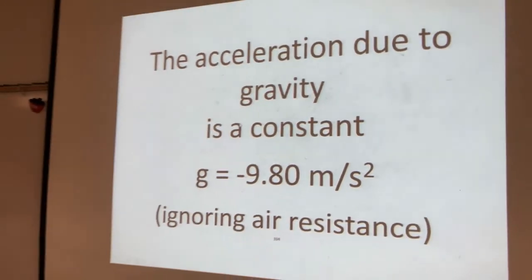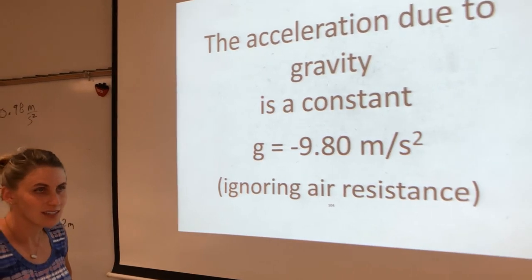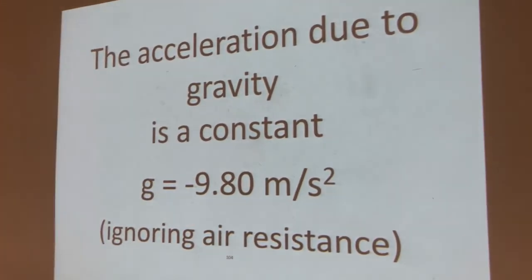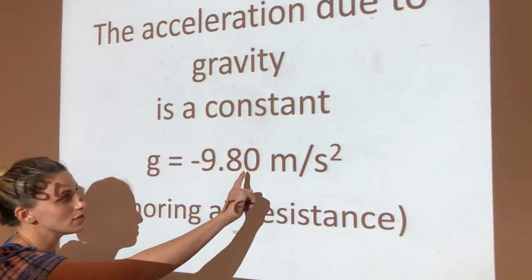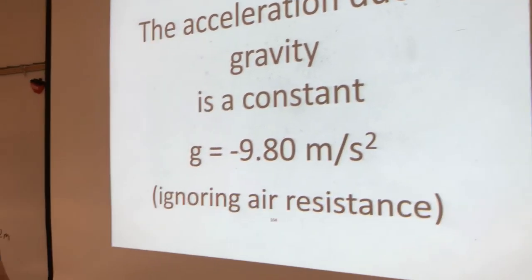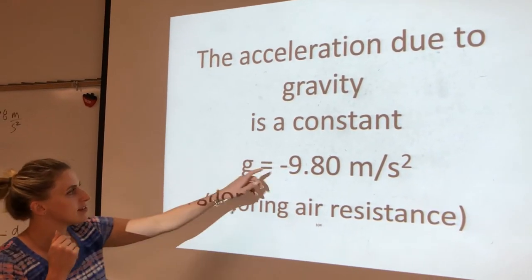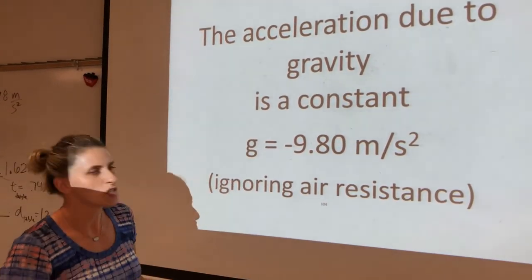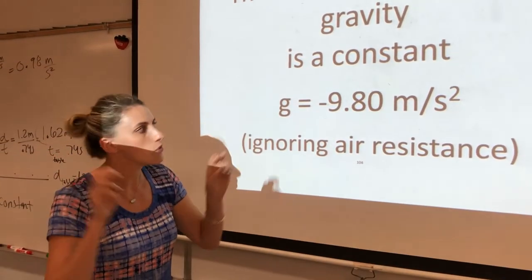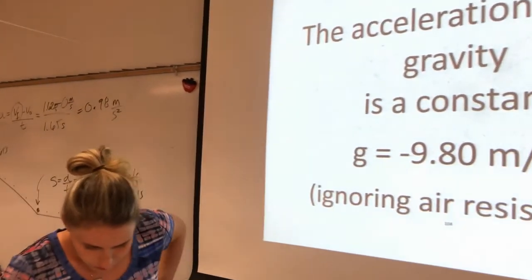Okay, this is important. The acceleration due to gravity is constant. Gravity equals negative 9.80 meters per second squared, ignoring air resistance. That's the acceleration due to gravity. And this negative sign is just because it's falling. It's going down. So that's why we have that negative sign there.